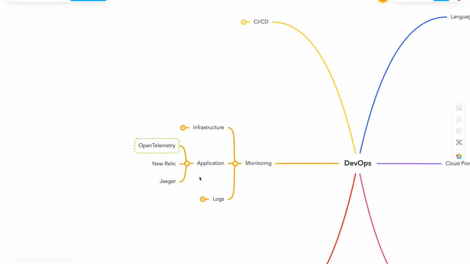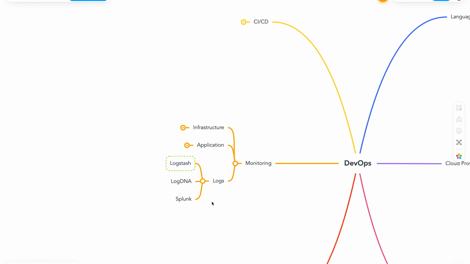Next, we have New Relic. So New Relic is one of the leading observability platforms where we can import our data from multiple sources and analyze it. Next, we have Jaeger. It provides tracing for complex distributed systems, and it was made by Uber. I think it is being migrated in favor of OpenTelemetry. Next, we have log monitoring.